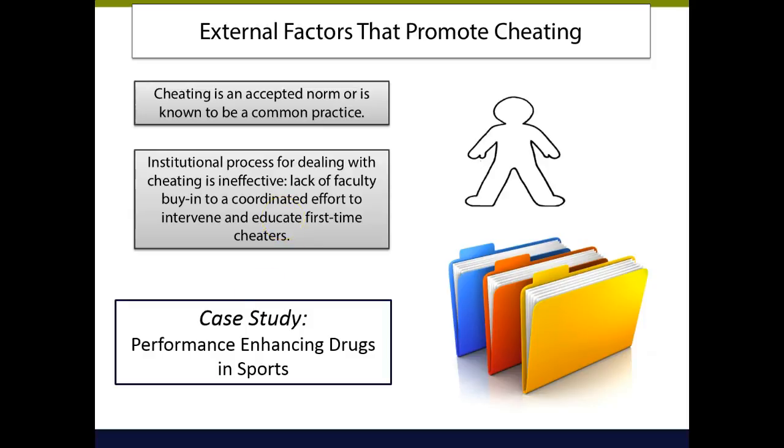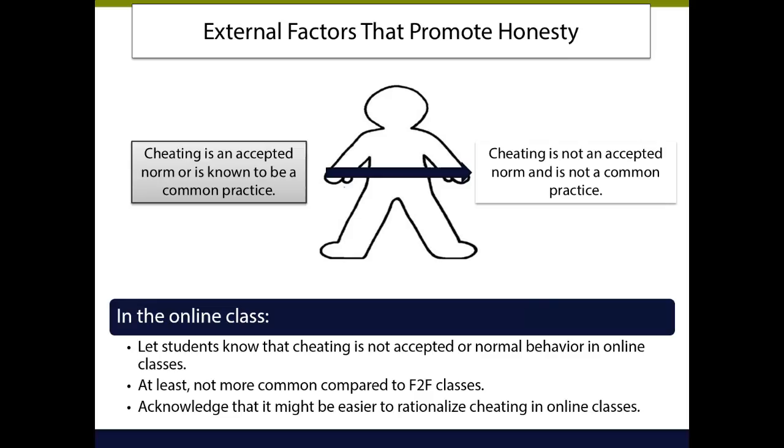If cheating is an accepted practice, if we are ineffective with dealing with it, if we're not buying in, if there's not a coordinated effort to intervene, if we're not catching students the first time that they cheat, that's a problem. So what can we do about it? We can let students know that cheating is not normal, that it's not accepted. We can at least let students know that cheating is not more common in online classes, that you're expecting your class to be honest, and that you're going to be looking for it.